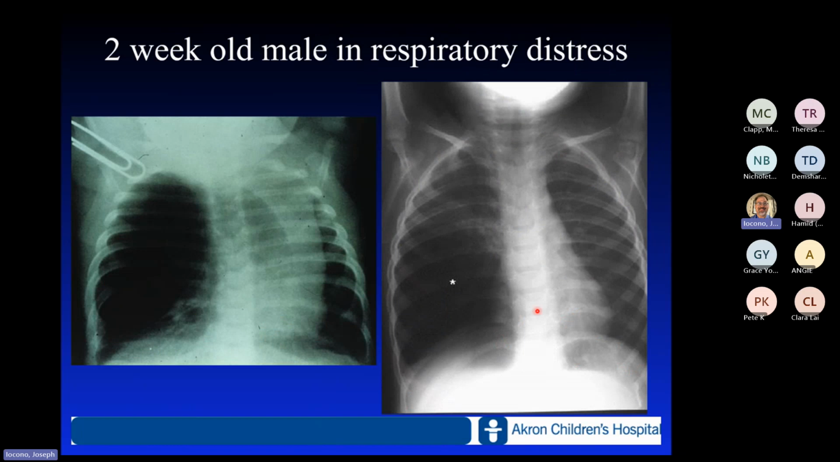Next one is a 2-week-old. They'll present a vignette with a 2-week-old male in the NICU on the ventilator or just got off the ventilator, with respiratory distress. This obviously looks just like a tension pneumothorax, but it's really not. Okay, these are bad pictures, but they're really not. Be careful of the tension pneumothorax in the neonate.